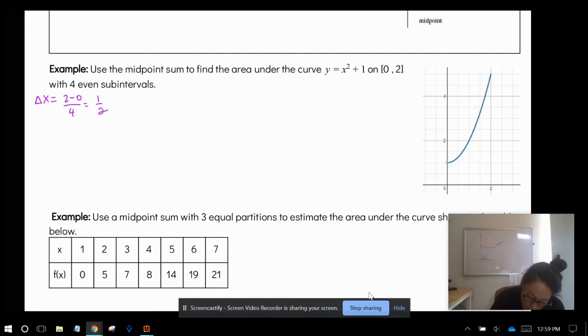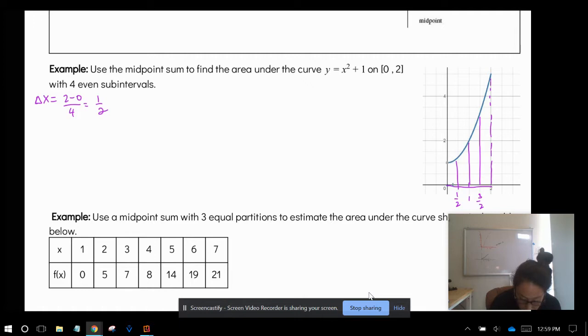So over here, I'm just going to sketch in my rectangles just so we can see what it looks like. I have 1/2, 1, 3/2, 2. And we now have to find the midpoint of each one of these rectangles on the x-axis. So between 0 and 1/2, the midpoint would be 1/4.